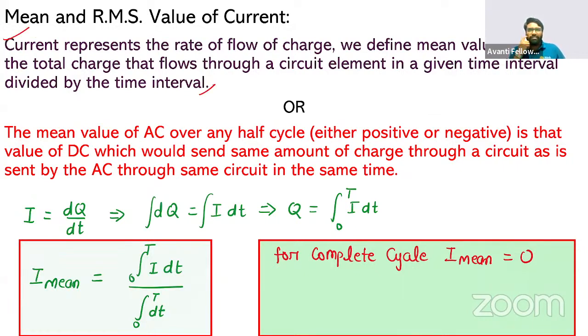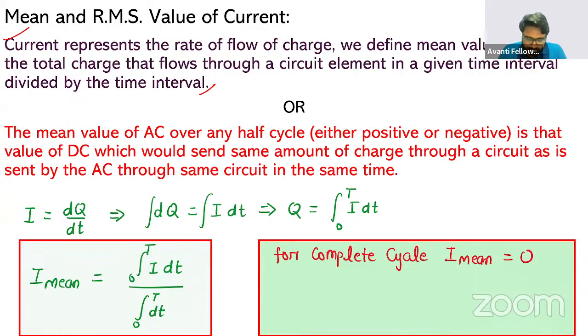ठीक है, ये वाली definition पे बात करेंगे. What is the mean value? देखो, मीन वैल्यू के बारे में आप सभी को पता है. What is the mean value? एवरेज वैल्यू क्या होती है? What is the quantity? Just take the sum of that quantity divided by the number of times the quantity is repeated. ठीक है.